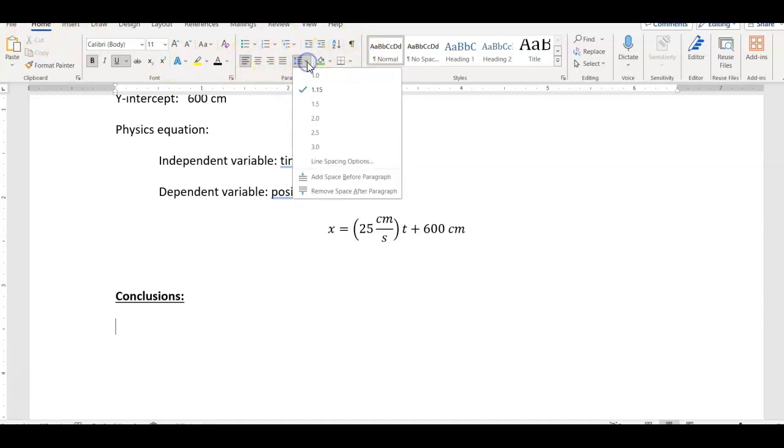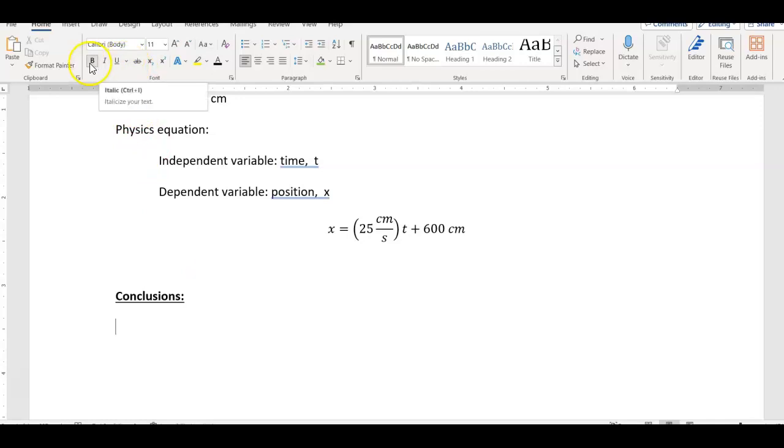And one of them looks like this with the up-down arrows. I'm going to choose a spacing of 2. And I'm also going to change my font type color to black. Okay, so we're going to indent our paragraphs. Oh, I don't want the underline and the bold. Let me turn those off.